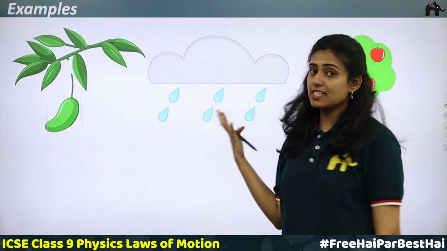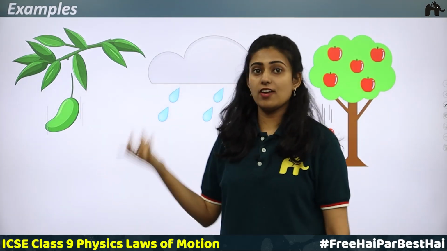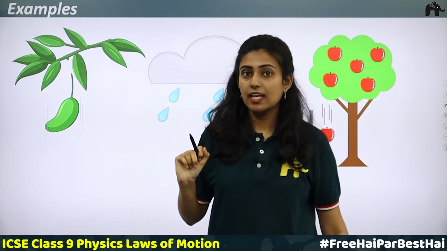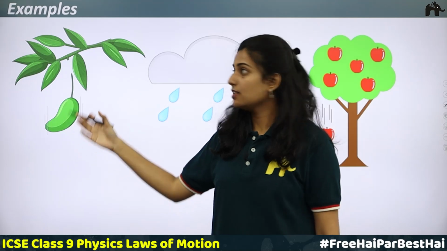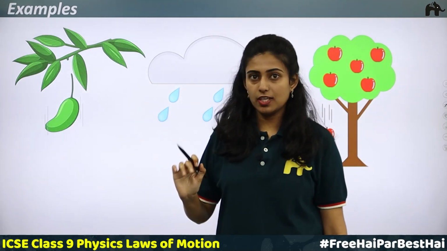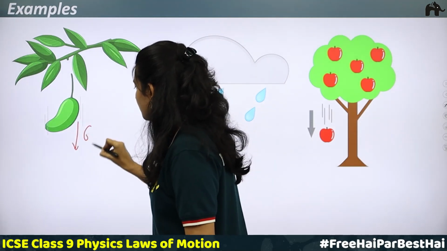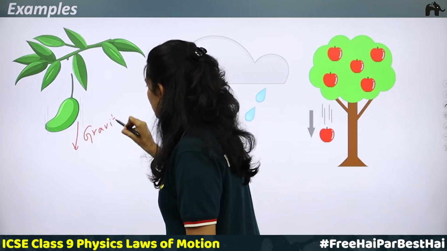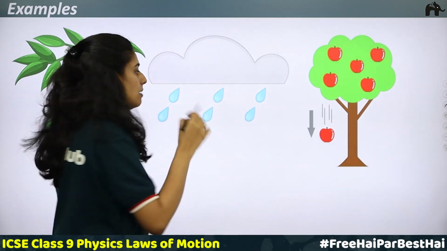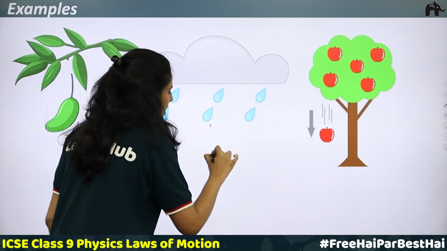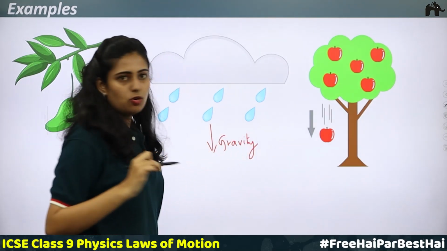Here we have examples for gravity. You can see a mango is falling down. Why is it falling down? Is there any force? Yes. Here the only force that is acting is force of gravity. There is nobody to pluck the mango. Still the mango falls down. Here gravity is acting downwards. Why do raindrops from a cloud come down? Here again gravity pulls it down. Gravity is acting in the downward direction.